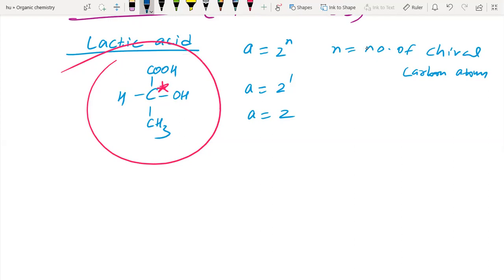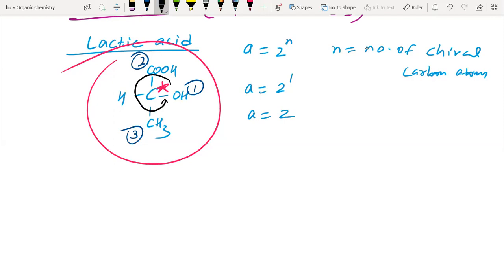So what you have to do is, out of all four groups or atoms attached to carbon, find out the priority, which one is the bulkier group here. The bulkier group is OH, because the atomic number of oxygen is 8, and second is the carboxyl group, third is the methyl group. Now you have to see the rotation, in the sense of how this 1, 2, 3 moves. If you see 1, 2, 3, it is moving anti-clockwise.